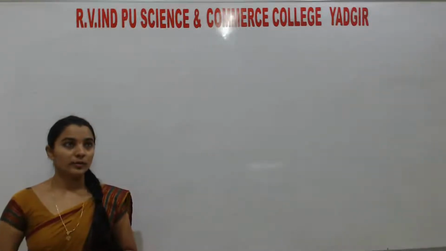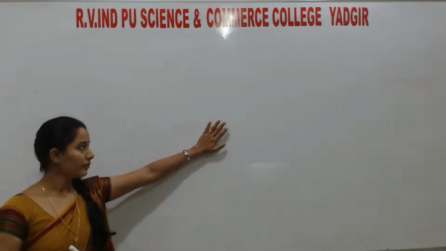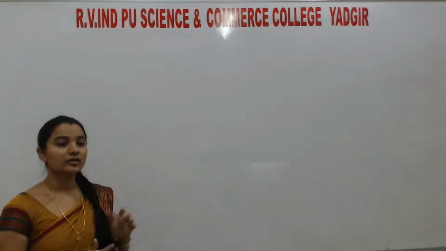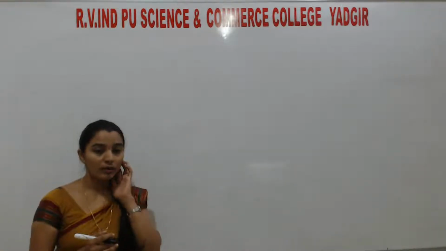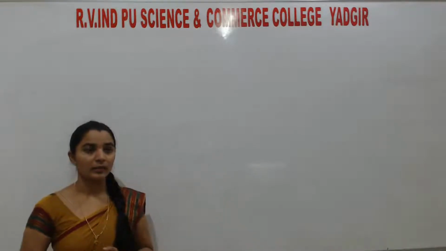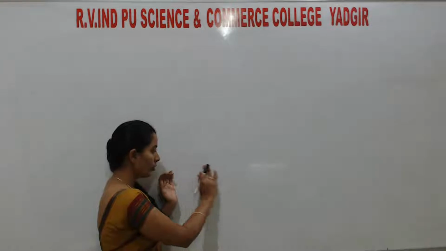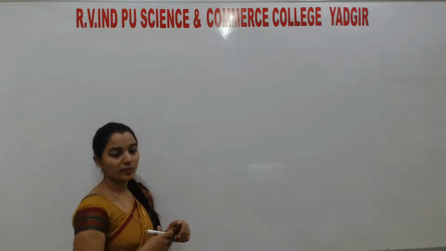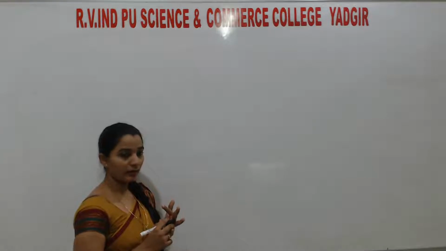Good morning, students. In the last class, we studied some structures of the valence shell electron pair repulsion. Now we are going to study the drawback of that VSEPR theory. So, what is the drawback? Listen. I told you, of course, it explains the shape of the molecule and the bond angle between them.